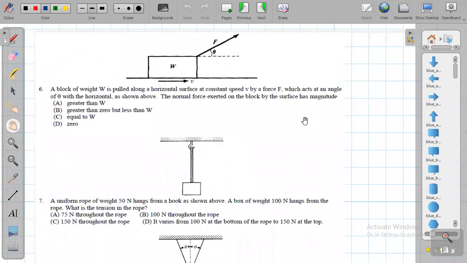Here, a block of weight W, its weight, not mass, is pushed along a surface at a constant velocity v by a force of F, which acts at an angle theta to the horizontal, as shown above. The normal force acting on the block by the surface has the magnitude what? It's a really simple question.